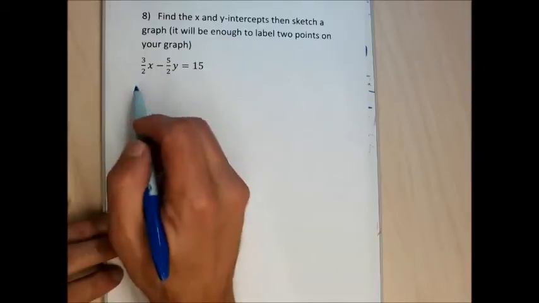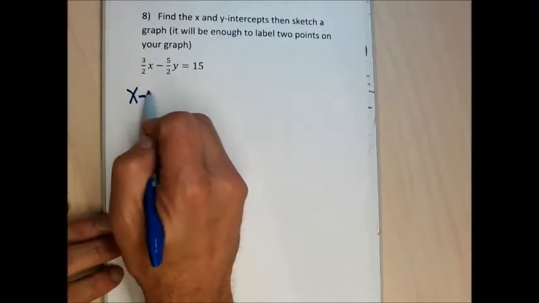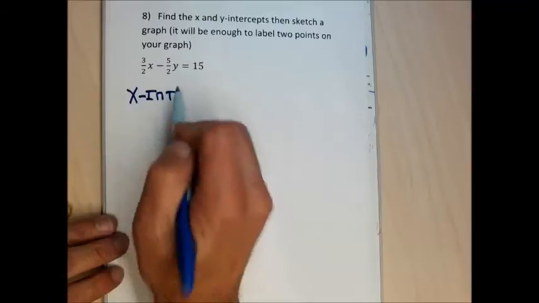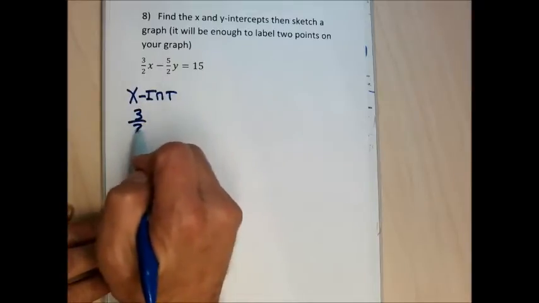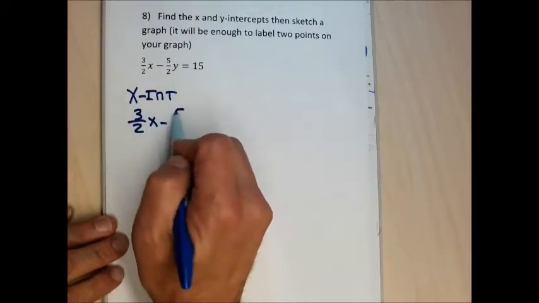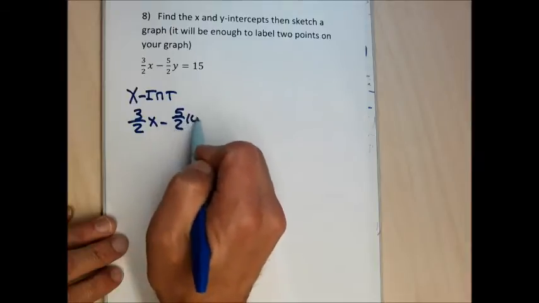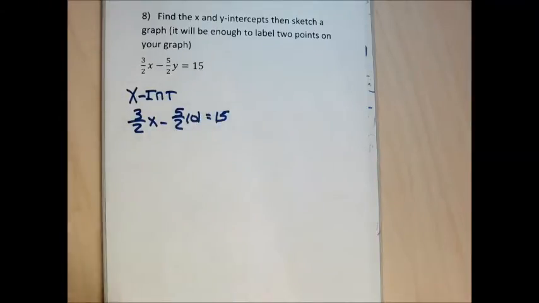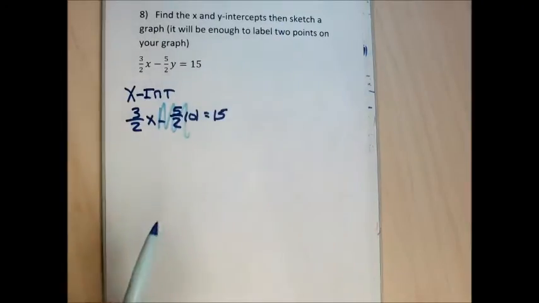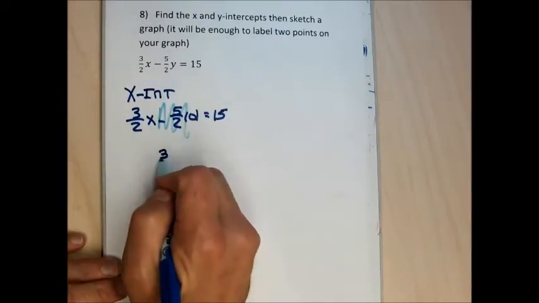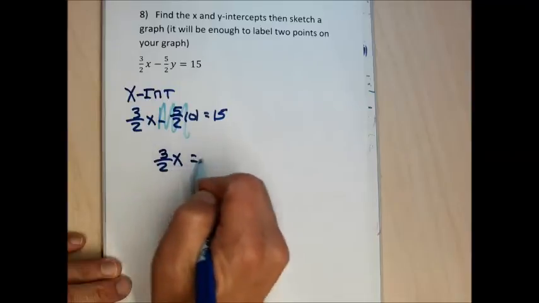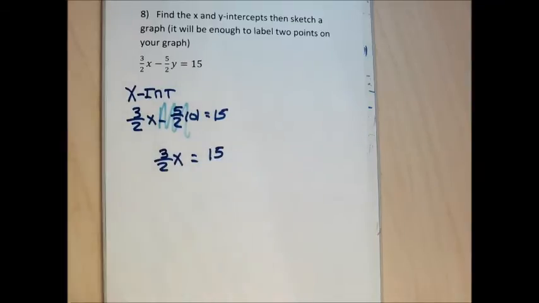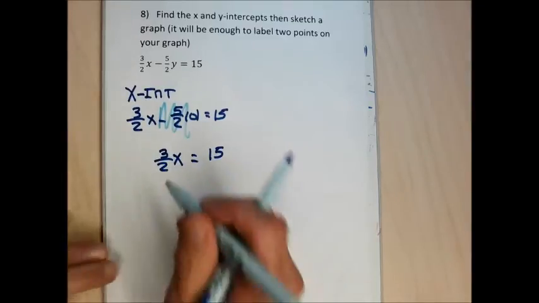To find the x-intercept, I'm going to plug in 0 for y. So I'm going to go 3 halves x minus 5 halves times 0 equals 15. This piece turns into 0. So I'm left with 3 halves x equals 15. Now, to solve for x, I need to divide by 3 halves.